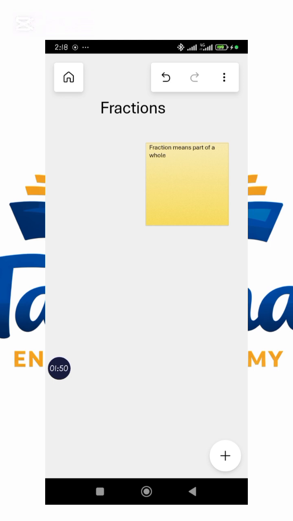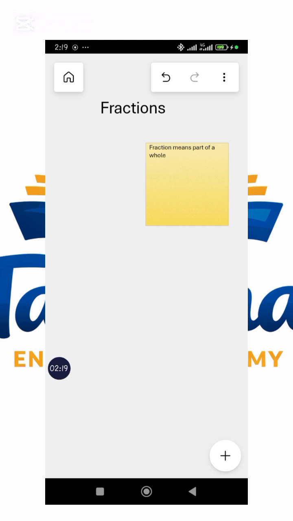Now, for instance, let's take your body parts. Your body isn't a body if you don't have body parts. You need your head, you need your hands, your legs, your feet, your eyes, your nose. So you need all these different parts. They all belong to the whole body. One can't survive on its own. So that's what fraction means.